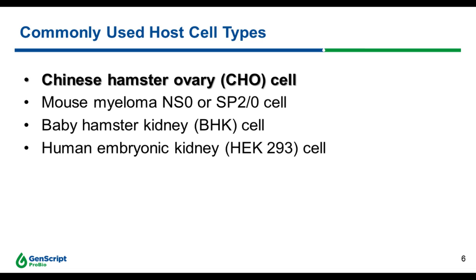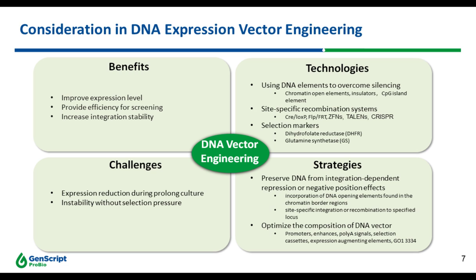And there are four most commonly used host cell types. Okay, and they are Chinese hamster ovary cells, mouse myeloma cells, baby hamster kidney BHK cells, and human embryonic kidney HEK293 cells. And among all these, actually the most commonly used are the Chinese hamster ovary CHO cells. So today we're going to focus on this.